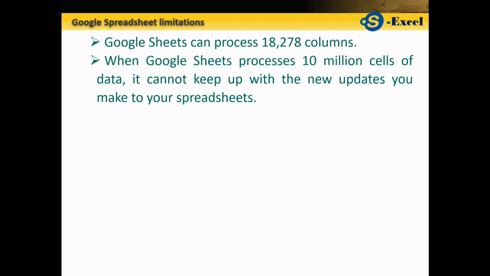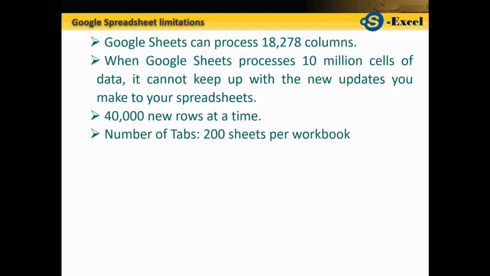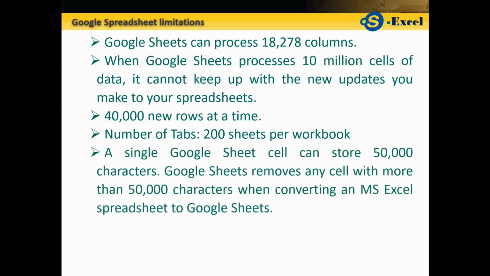Google Spreadsheet limitations. Google Spreadsheets are extremely powerful and convert very well from Excel, but they do have some limitations. Google Sheets can process 18,278 columns. When Google Sheets processes 10 million cells of data, it cannot keep up with the new updates you make to your spreadsheets. 40,000 new rows at a time. Number of tabs, 200 sheets per workbook. A single Google Sheet cell can store 50,000 characters. Google Sheets removes any cell with more than 50,000 characters when converting an MS Excel spreadsheet to Google Sheets. Maximum string length is 50,000 characters.